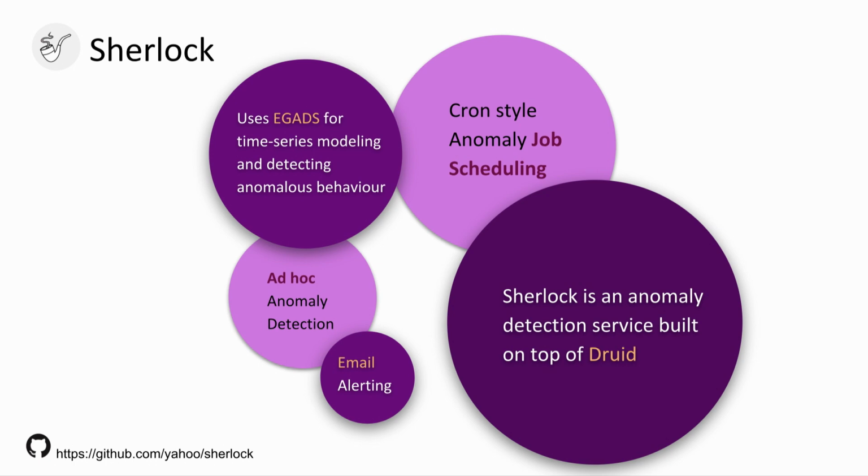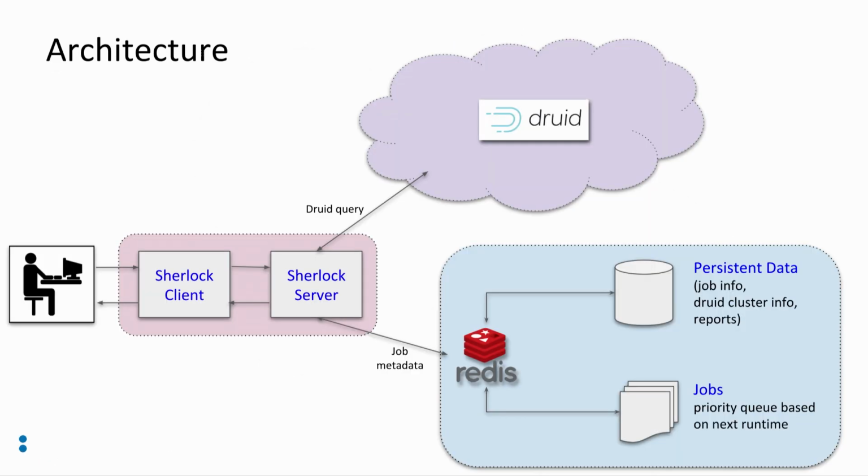And now let's see the architecture of Sherlock. Sherlock is basically built in Java. It uses the Spark Java web framework, and we use Redis as a backend to store the job metadata information, the Druid cluster information, and all the reports that are generated from the anomaly detection. And we have a job scheduling mechanism inside Redis. Redis maintains a priority queue based on the next runtime of the job.